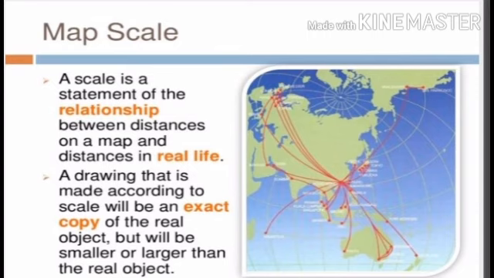Before we start our lesson, we should know what is the meaning of map scale. A scale is a statement of the relationship between distances on a map and distances in real life. A drawing that is made according to the scale will be an exact copy of the real object, but will be smaller or larger than the real object.